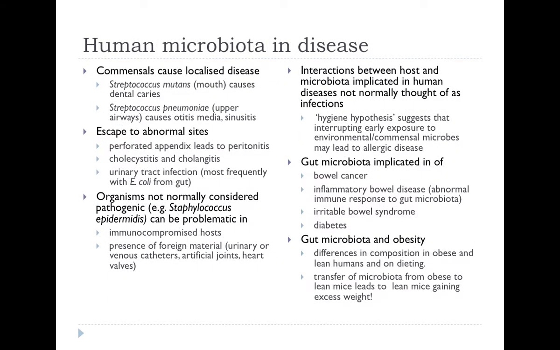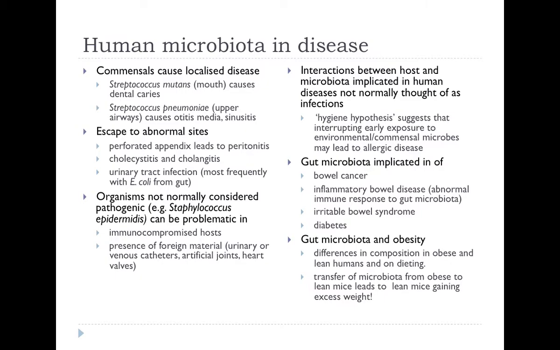We're also clear, though, that the human microbiota is implicated in disease. So some of these so-called commensal organisms can cause disease. So Strep mutans, which lives in your mouth, causes dental caries when you spray sugar all over your teeth. Streptococcus pneumoniae can come out of the upper airways and infect the middle ear and the sinuses and so forth. And if your gut microbiota escapes to abnormal sites, it can cause disease.